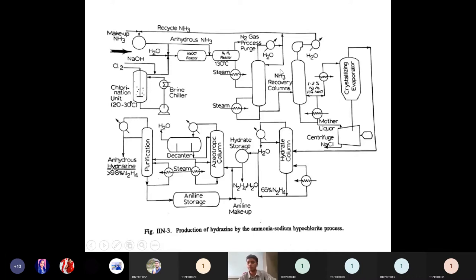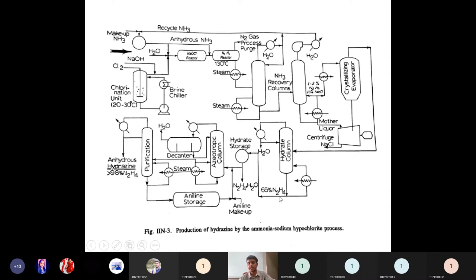Then after recovering ammonia, the bottom product will be sent to the crystallization unit, in which the neutralization salt which is formed will be recovered in a crystallization evaporator. Then it will be centrifuged, and the mother liquor will be recycled back to the evaporation unit. Then the top product, which preferentially contains hydrazine, will be sent to the hydrate column, in which some part of the water will be removed, and 60% hydrazine will be obtained.